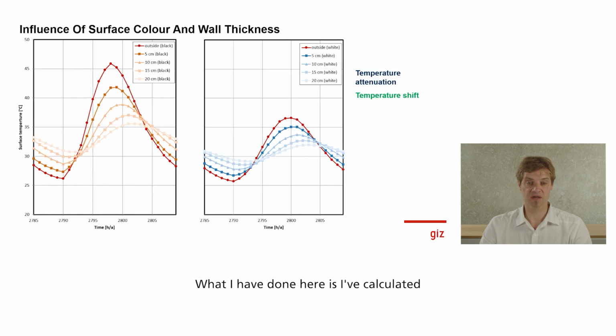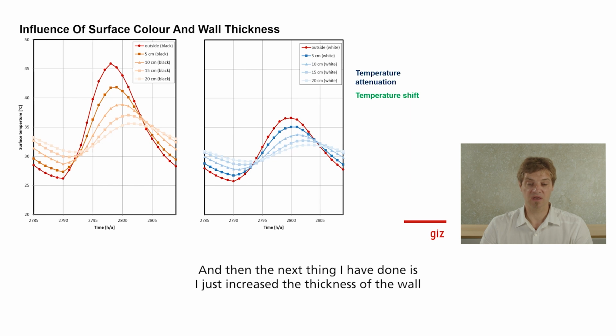What I have done here is I've calculated this temperature on the outside and inside. Here you can see the red curve on both graphs is the outside surface temperature, the uppermost temperature that we have. On the left side, we look at a black surface, and on the right side, we look at the white surface. This is the difference between the left and the right side.